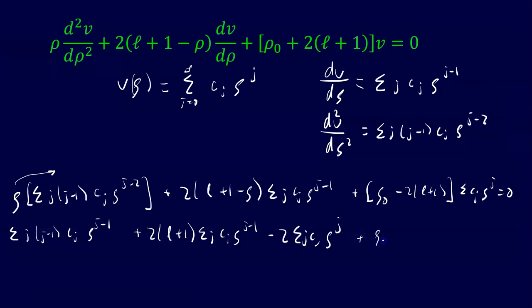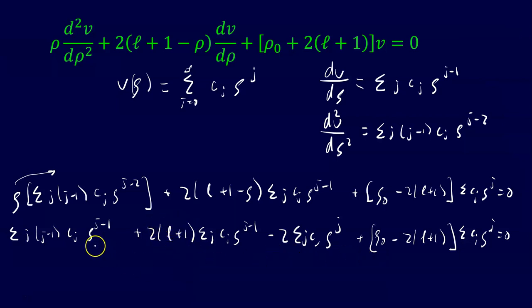Then I have plus rho naught minus 2L plus 1. Now the way this works is, I have this equation here, and what should happen is all the coefficients for each term of rho, for each different level of rho, should equal 0.